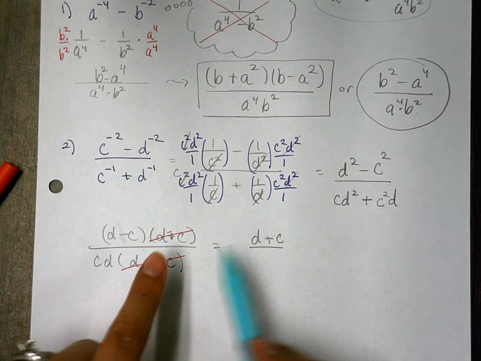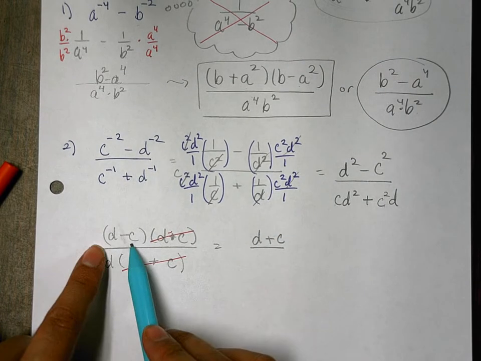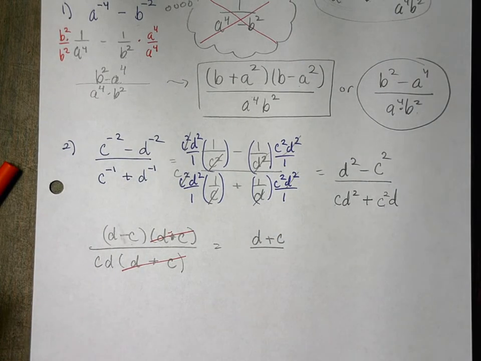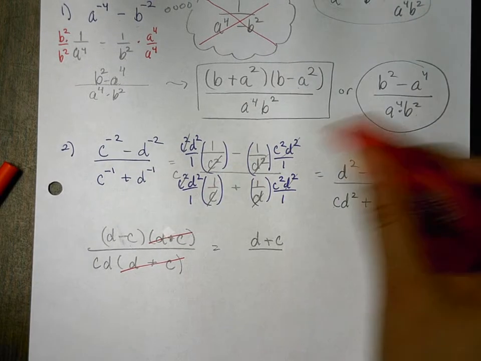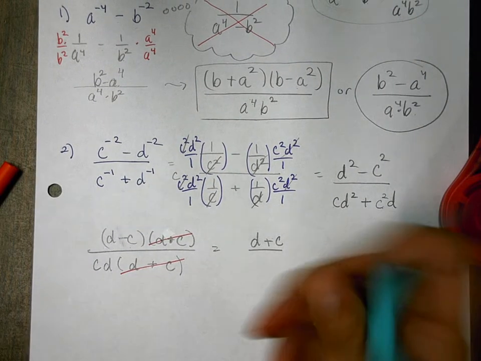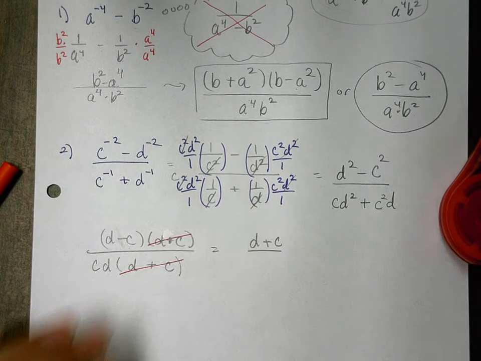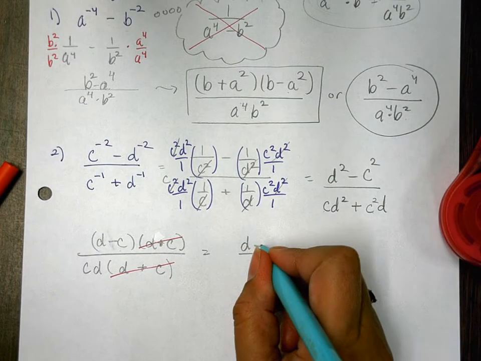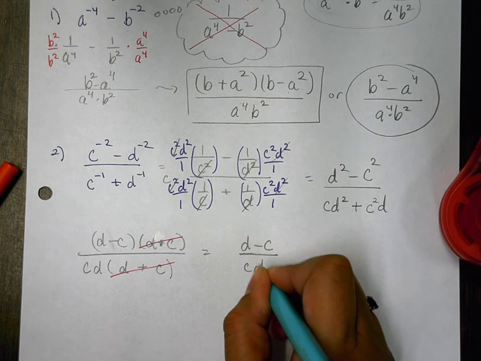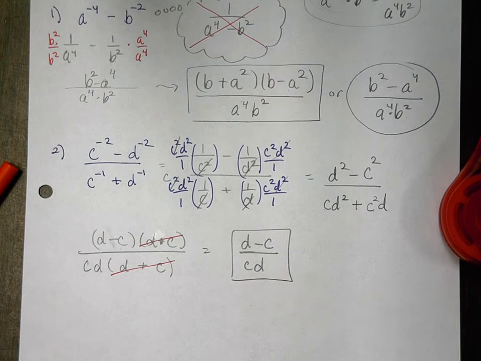Okay, so it factored still, d plus c, d minus c, and the d plus c and the d plus c reduce, not the d minus c's like I originally had, and all is good. So what's left behind is a d minus c over a cd. And that there is the answer.